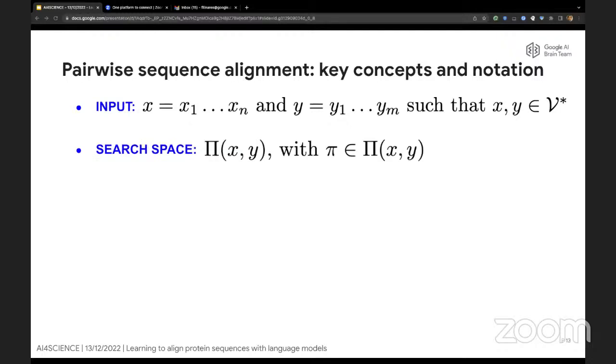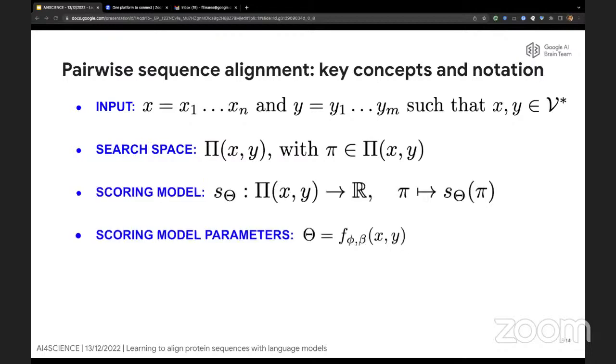We will call our search space, which is just the set of all possible alignments between X and Y, a capital Pi. And we will use lowercase pi to indicate specific elements in this set, specific candidate alignments. We are going to be working with local alignment mostly, which means we want to align the best subsequence of X to the best subsequence of Y. This is in contrast with global alignment, which tries to align all of X to all of Y.